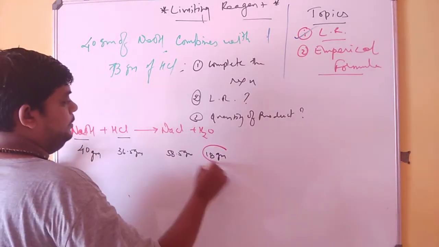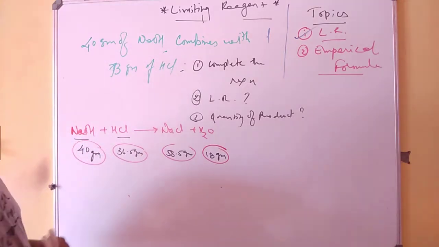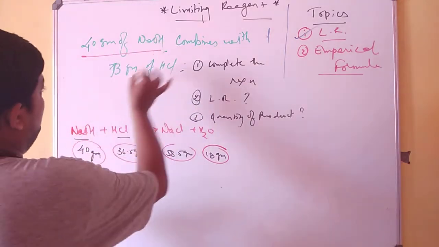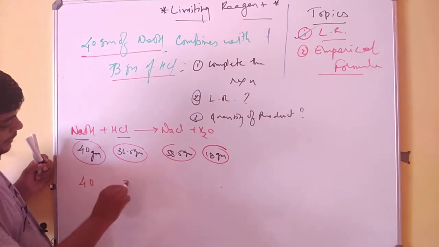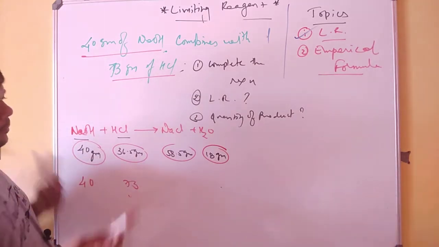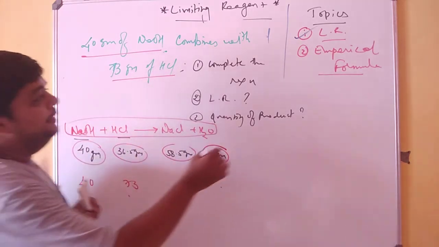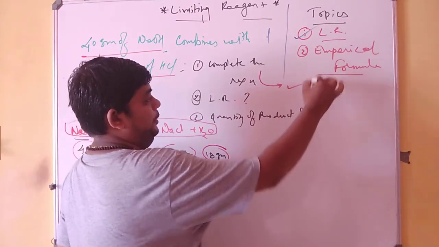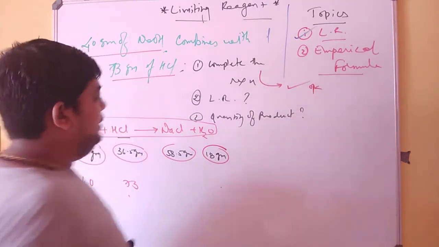Now, these are the ideal data that are available. You are given 40 gram of NaOH combining with 73 gram of HCl. So 40, 73. Complete the reaction. So this is my reaction. So I am done with question number 1. I have the reaction with me. Okay. Now, what about the limiting reagent?